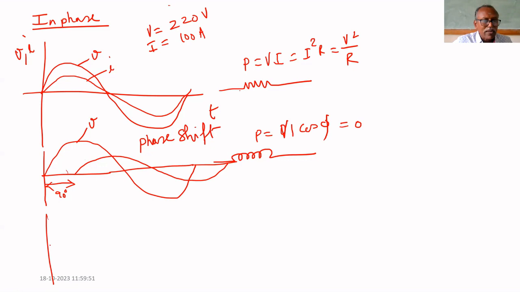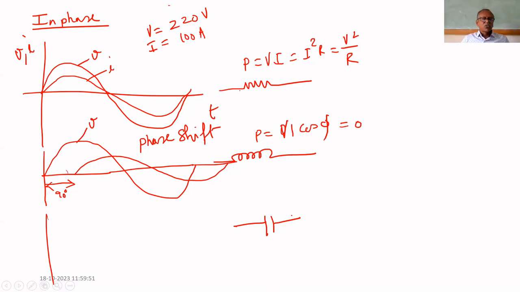Suppose I am having a pure capacitor. What is the definition of a capacitor? Capacitor means two conductors are separated by a dielectric medium, an insulator in between them. DC will not flow through this because in between two plates, what is there? Insulator. That's why DC cannot pass through a capacitor, but AC will. Even though an insulator is in between them, AC will pass through.